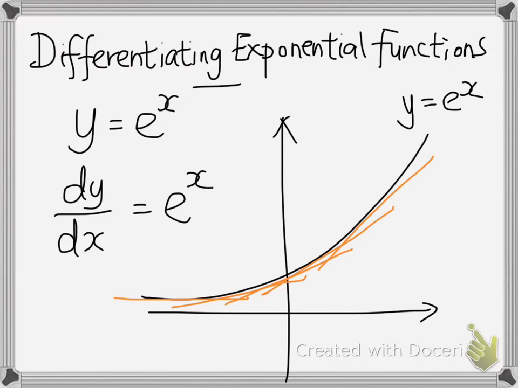So if you have the original function, which is in black in color, y equals e power x, and the gradient, the one in orange, if you plot it along, it looks exactly the same as itself. So that's right, the gradient for the function of e power x is e power x, is itself.